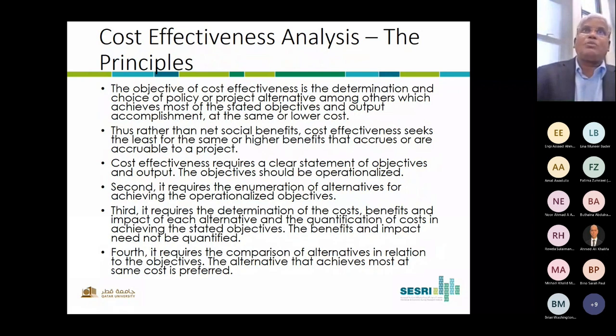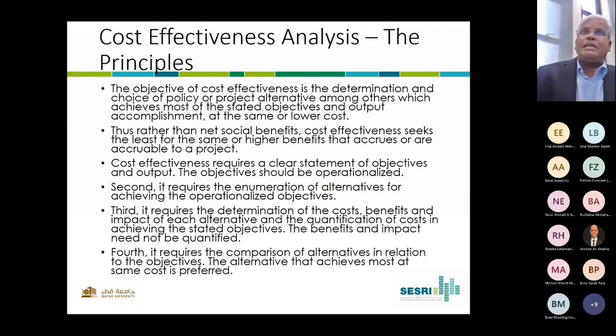Stated objectives and output at the same or the lowest cost. So rather than net social benefits or just economic benefits, cost effectiveness seeks the least cost for the same or higher benefits that accrue to a project or to the population in general, the welfare and well-being of the population.